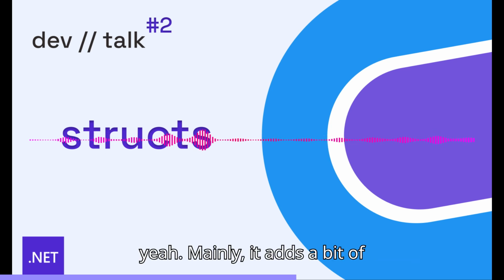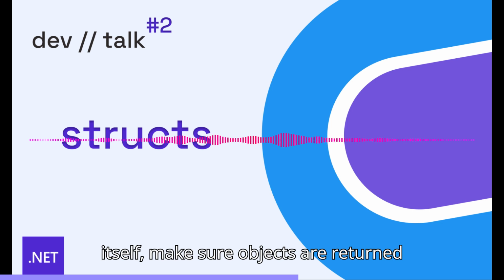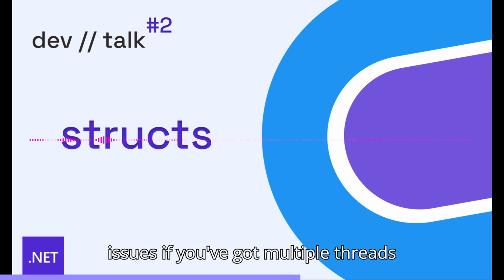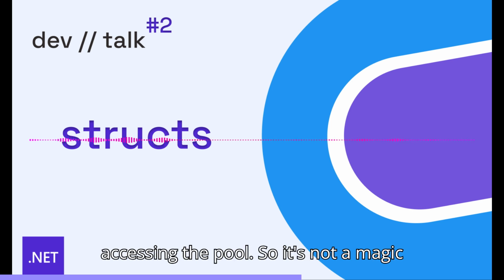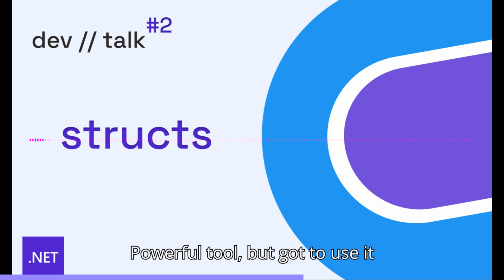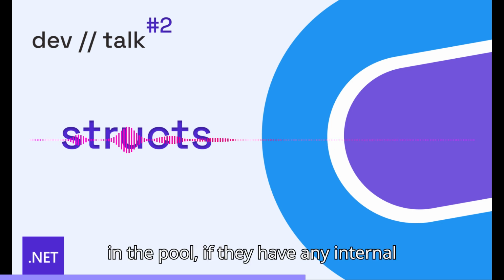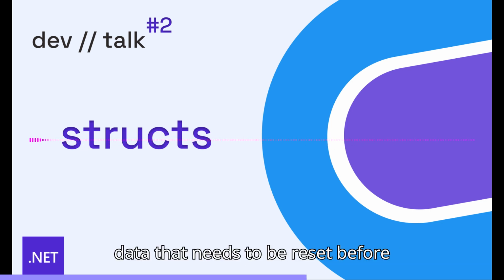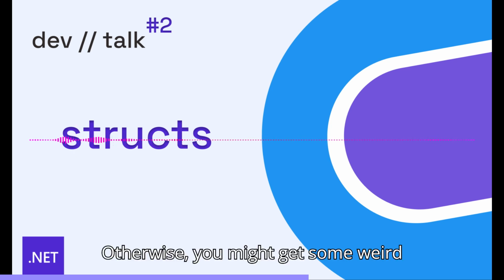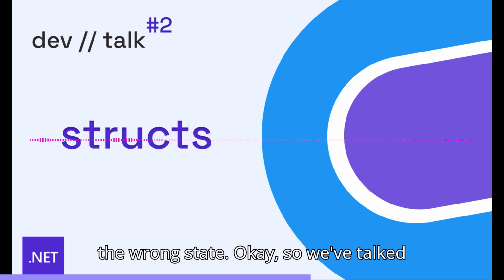There are some trade-offs, yeah. Mainly, it adds a bit of complexity. You've got to manage the pool itself, make sure objects are returned properly, handle any potential threading issues if you've got multiple threads accessing the pool, so it's not a magic bullet for every situation. Got it. Powerful tool, but got to use it strategically. Exactly. And you also got to think about the state of the objects in the pool. If they have any internal data that needs to be reset before they're reused, you need to handle that. Otherwise, you might get some weird behavior. Right. Don't want to accidentally reuse an object that's in the wrong state.